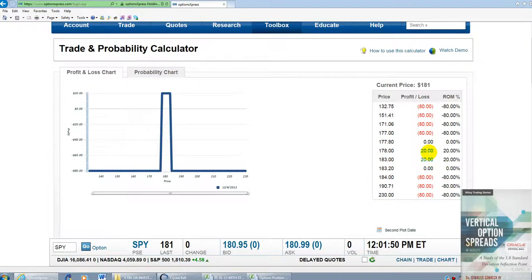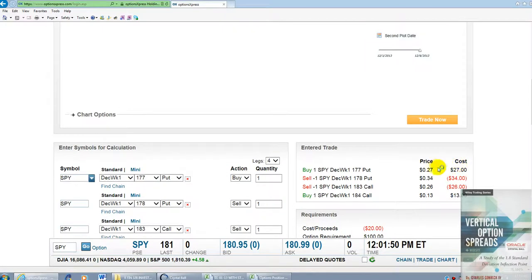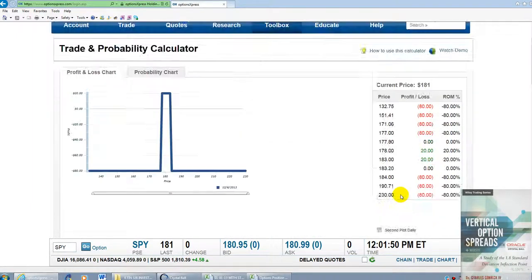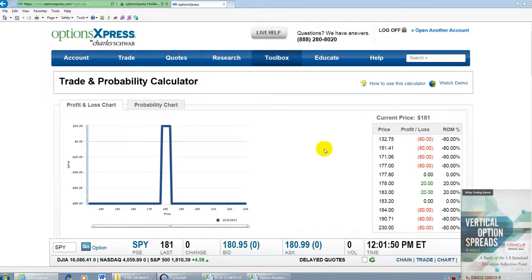our maximum gain is $20, which is the difference between the buys and the sells. You could compute that by saying I bought at 27, I bought at 13, I sold at 34, I sold at 26, and that would net out to be the $20 profit. The cost or proceeds, that $20 negative, means a credit to your account. So it's a credit spread. The maximum loss would be that you have to buy this thing back and it'll cost you $80 max. So your risk is capped.